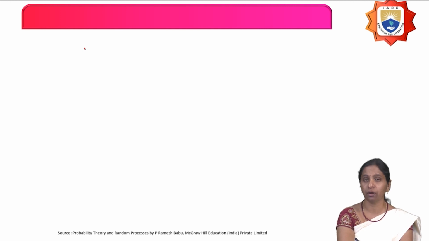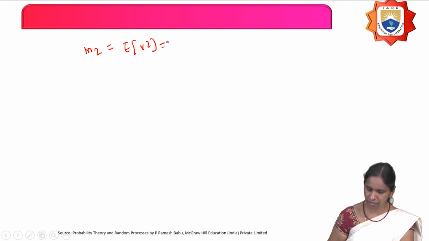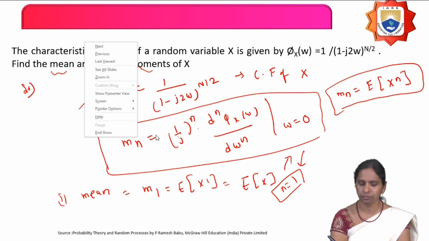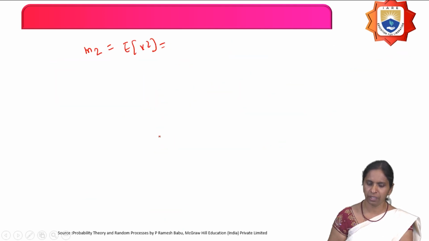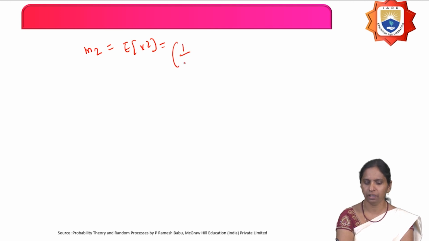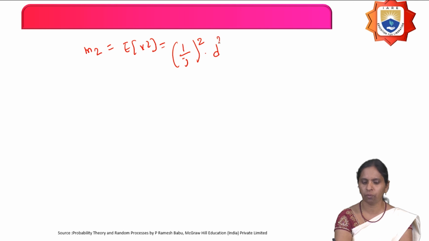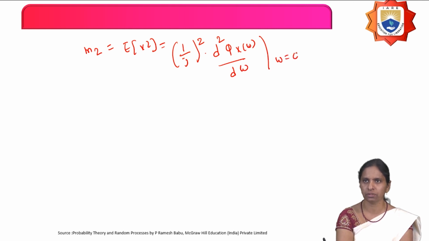And the second one, you have to calculate the second order moment. It means you have to calculate m2, which is nothing but E of x square. So from the characteristic function, how do you calculate the second moment about the origin? In this formula, substitute n equals 2. Then you obtain (1 by j) whole square into d square phi x of omega by d omega square at omega equals 0.